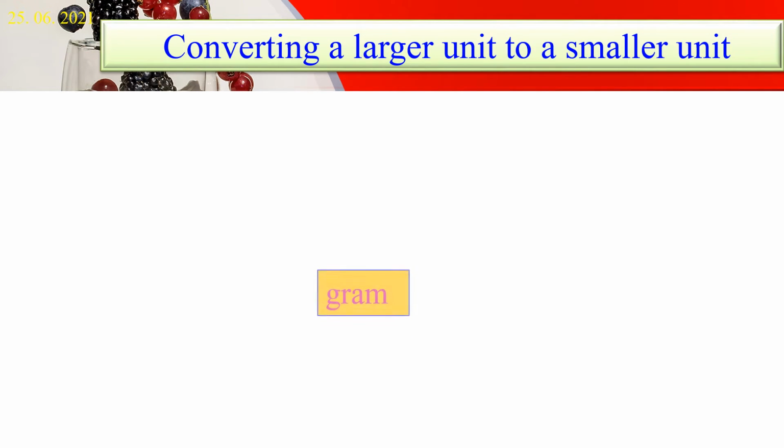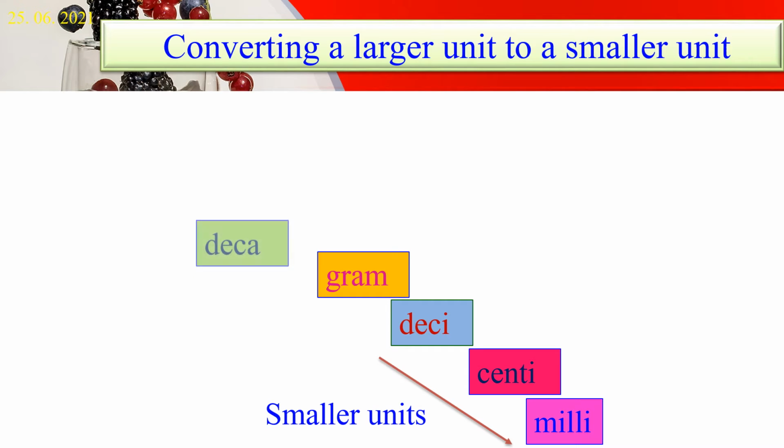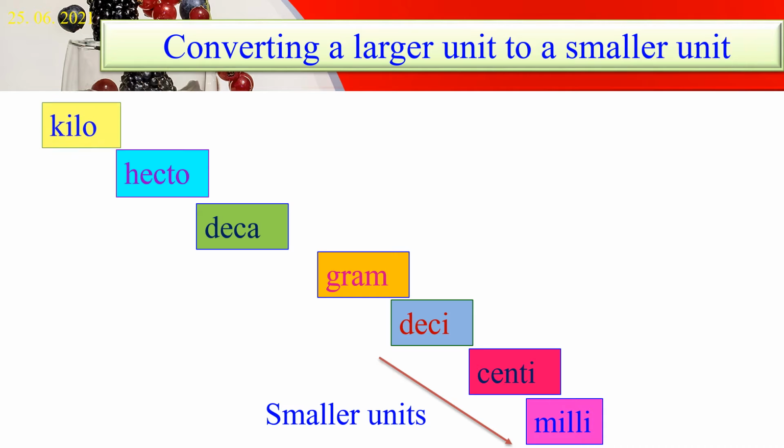Converting a larger unit to a smaller unit. Let us take gram as the basic unit now. Before that, we can see the prefixes of the units. Below the basic unit, we have the prefixes deci, centi, milli. These are smaller units on comparing with the basic unit. Now, the larger units are deca, hecto, kilo. These are larger units on comparing with the basic unit.